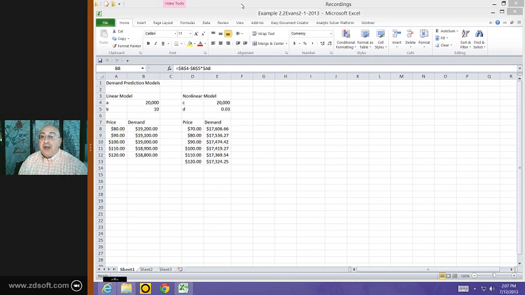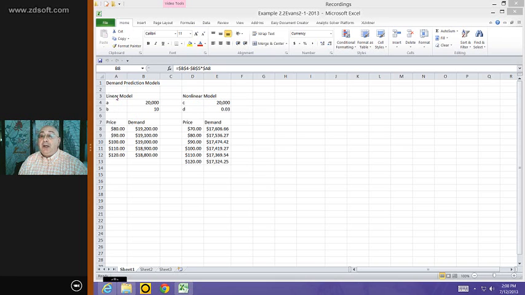Okay, ladies and gentlemen, here's a nice little exercise that shows the difference between absolute and relative. Absolute meaning that we are using the dollar signs here because we are going to refer back to a cell as we change and vary the demand according to the price. And so, you can see here that we have a linear model and a nonlinear model.